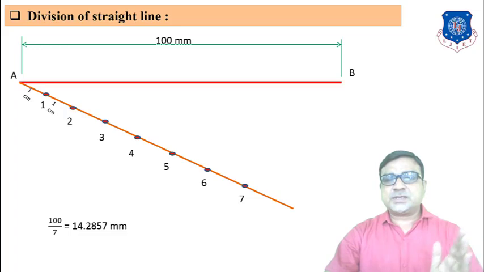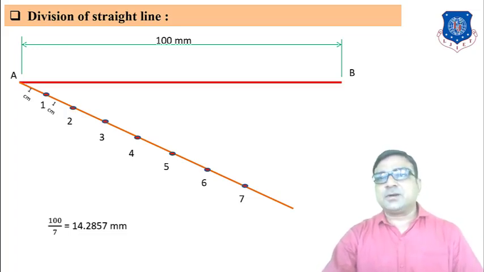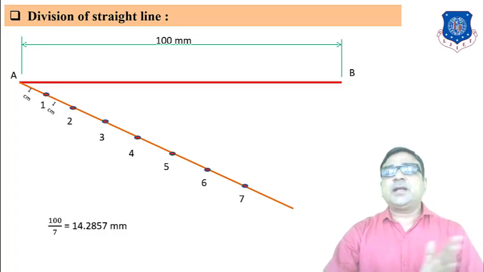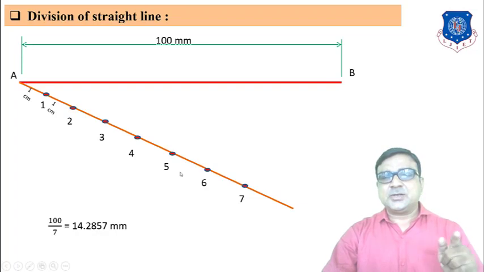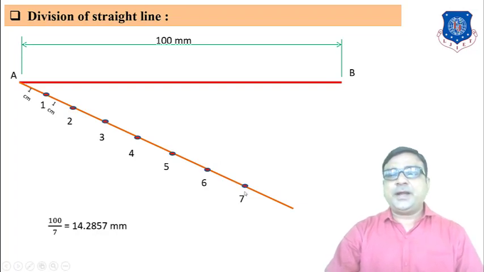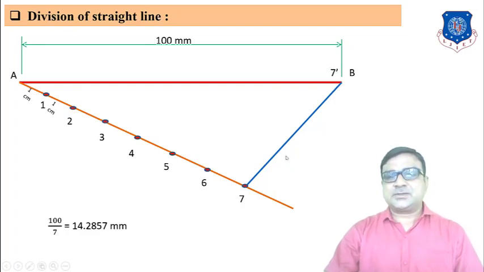Why do we use 7 parts only? Because I want to divide line AB into 7 equal parts. If you want to divide AB into 8 equal parts, then in this case you have to go up to 8. But here we want 7 equal parts. The last point is 7. Now join this 7 to the other end of the line, B, that is 7 dash. So 7 dash is a straight line.